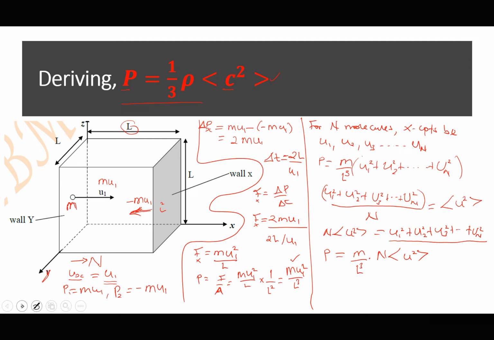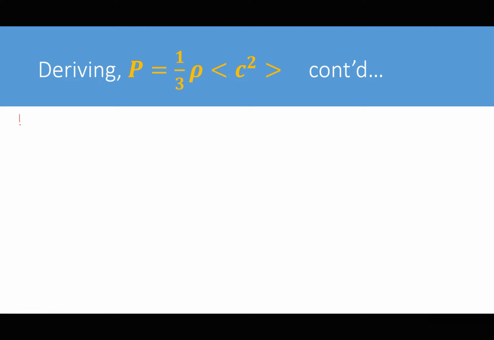So we have come to a simple conclusion from the previous page that the pressure, remember this was only in one direction. We saw that pressure P is equal to m, that was mass of one molecule, times n, which was the number of molecules, divided by L cubed, which we are going to say as the volume, times the average square speed in the x direction. So I'll call this one my first equation.